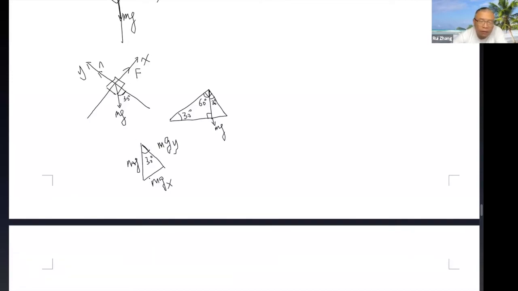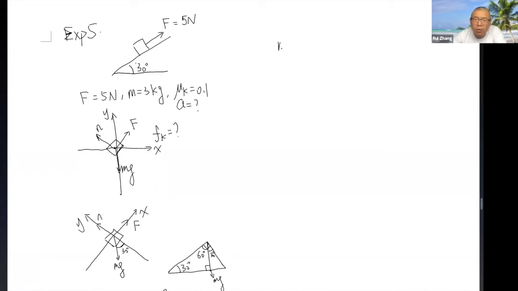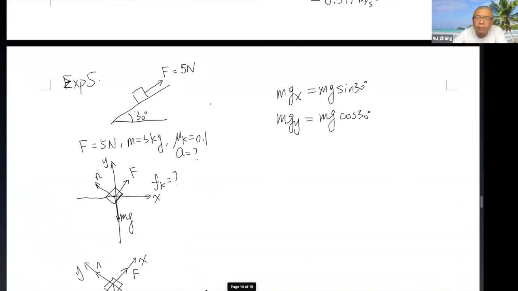Now again, in this case, to find out mgx, this is 90 degrees, so mgx is going to be your opposite, while mgy here is your adjacent. So we'll write mgx equals mg times sine 30, and mgy equals mg times cosine 30. The component going along the direction parallel to the ramp has sine 30, and the component perpendicular to that surface has cosine 30. So this is something like that.